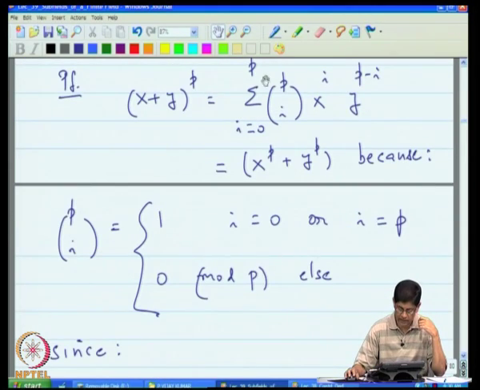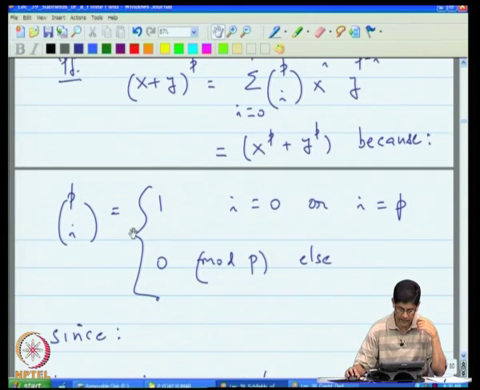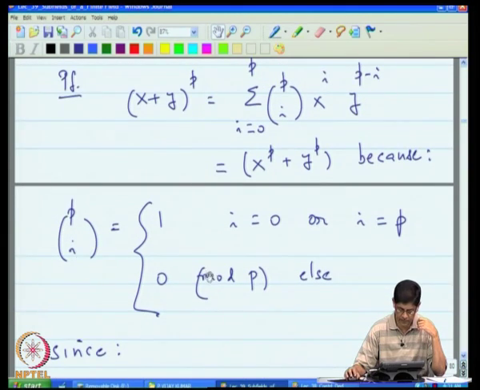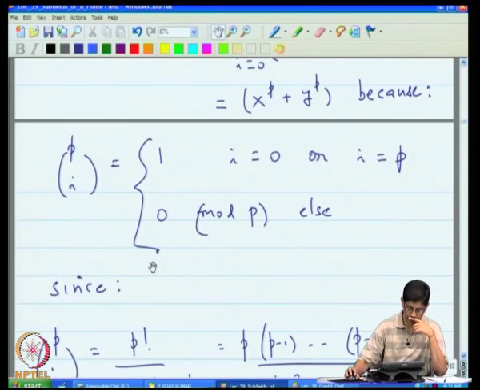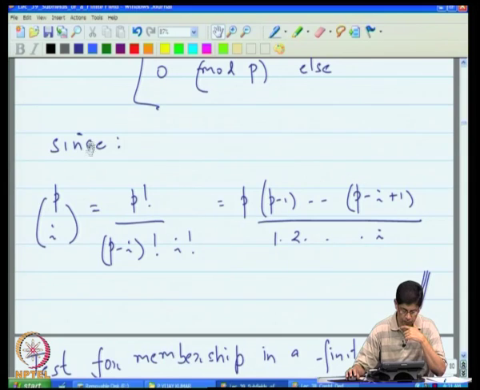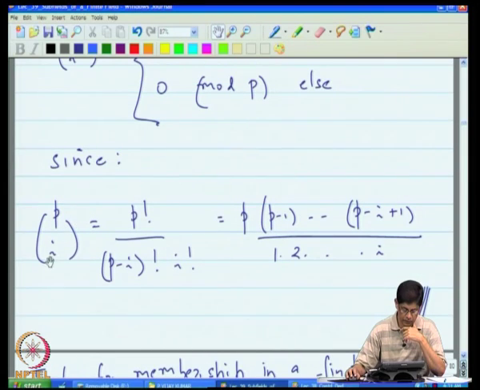because if you look at this binomial coefficient P choose I, except for the extreme cases when I is either 0 or I is equal to P, all the other values vanish modulo P, which means that they are multiples of P. That is not hard to see, because when you write it out, P choose I is P factorial divided by P minus I factorial times I factorial.